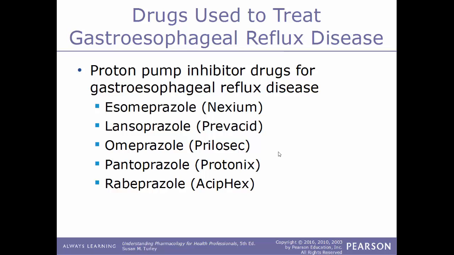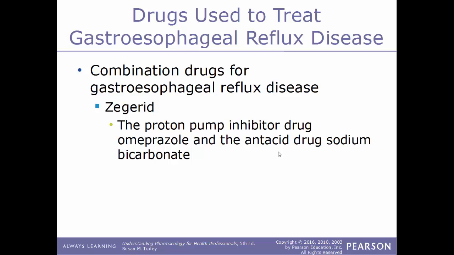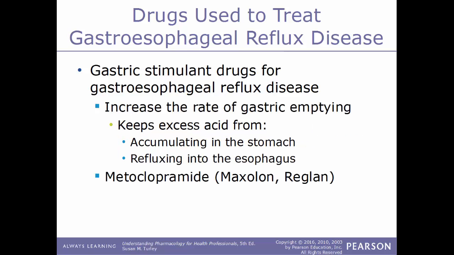Just like other conditions we've seen so far, it's common to find combination drugs that are used to treat GERD. For example, the drug Zegerid. This is a combination of a proton pump inhibitor drug, omeprazole, which is the generic name for Prilosec, and also the antacid drug, sodium bicarbonate. Another type of drug that's used to treat GERD are gastric stimulant drugs. And these are used to increase the rate of gastric emptying. Now this keeps excess acid from accumulating within the stomach and also refluxing back into the esophagus. An example of this class of drug would be metoclopramide, which is sold under the trade names of Reglan and Maxolon.